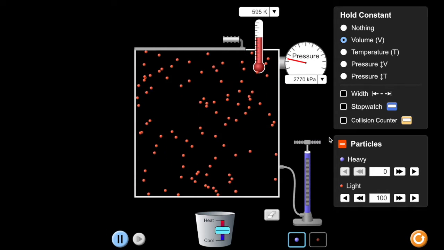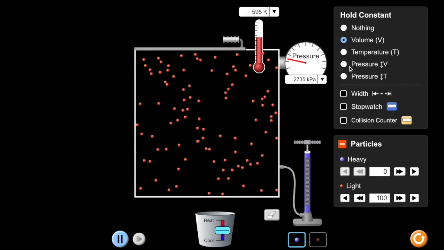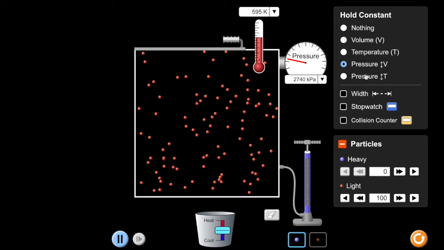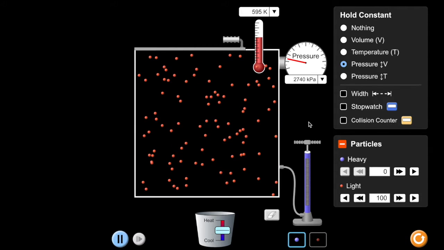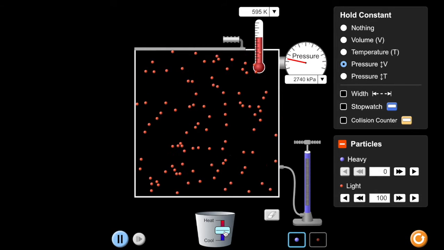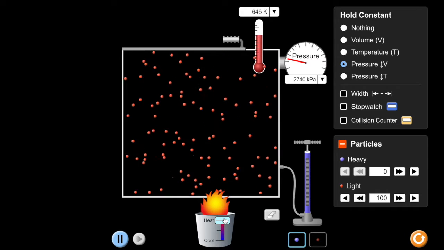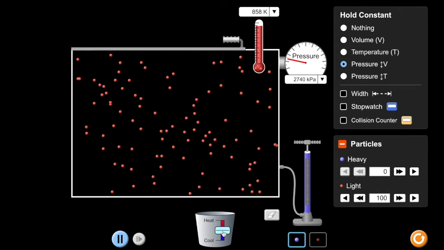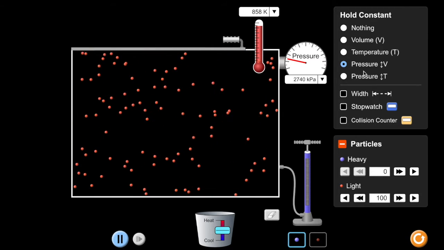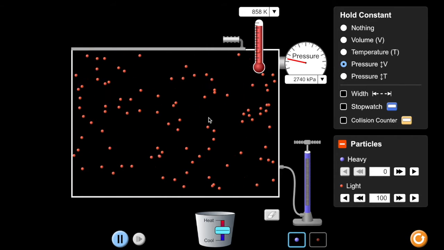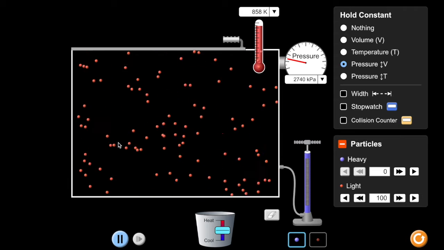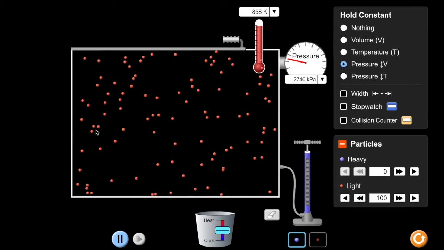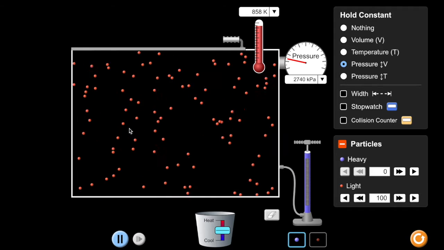But what happens if we were to hold pressure constant and then increase our temperature here? What do you think would happen there? Well, let's look. As we add heat to our system and we hold pressure constant, our volume gets greater. So our pressure was held constant, but we added heat to our system while keeping volume changeable. And what that did was increase the volume of our container.